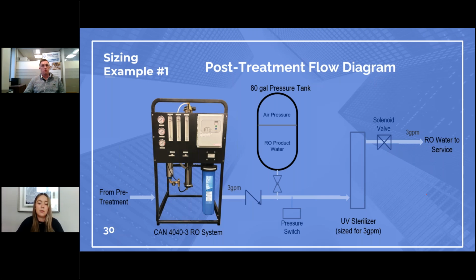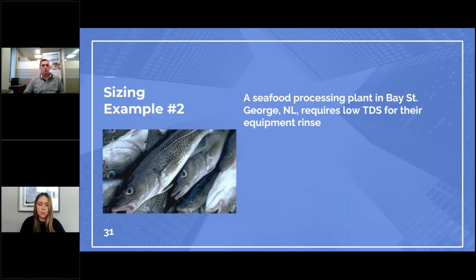out to service. It's always a good idea to have a 5 micron pre-filter in front of a UV system, even if it's after an RO system, just because you never know. Just to be safe, just to protect the UV, but it doesn't show it on this diagram. So we'll just pretend that it is there. That's pretty much the pre and post treatment for that small application. We'll get into a second one here.